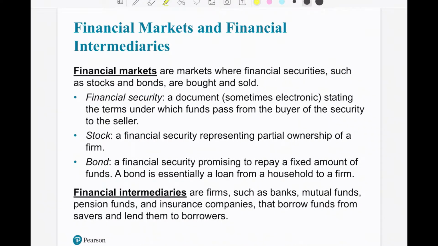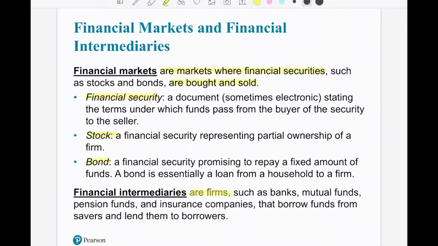Now, moving on to financial markets, this slide gives an overview of what financial markets entail. By definition, financial markets are markets where financial securities, such as stocks and bonds, are bought and sold. Then we have some basic definitions for financial securities, stocks, and bonds. And then we also have our outline for financial intermediaries.